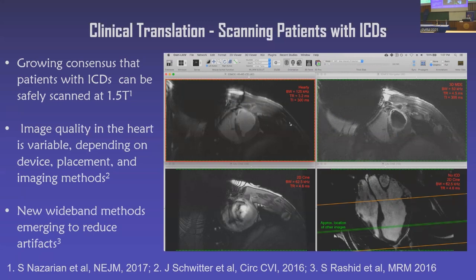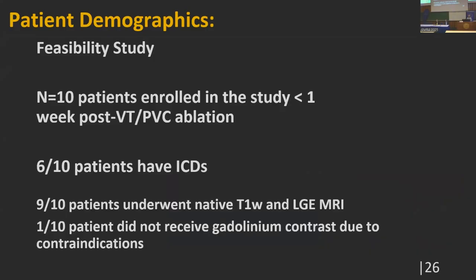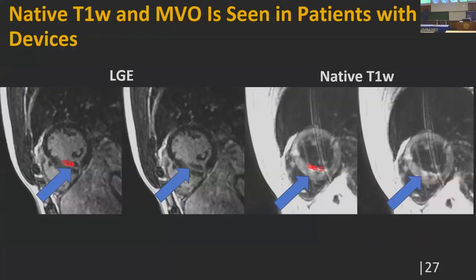As Aravindan mentioned, a lot of these patients have ICDs, so that makes life hard. But we have now started scanning patients within a week of their procedures. We've done 10 patients so far. 6 of those 10 patients had ICDs. We were able to give GAD in 9 of those 10 patients. And this is what the images typically look like.